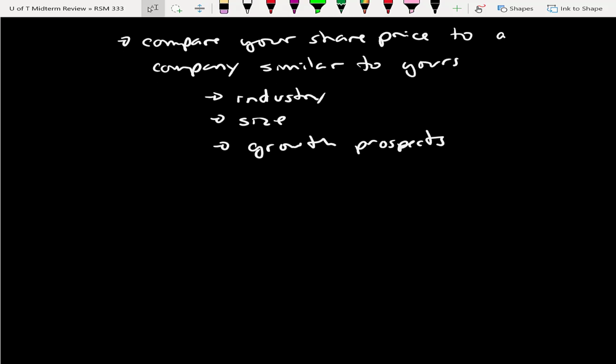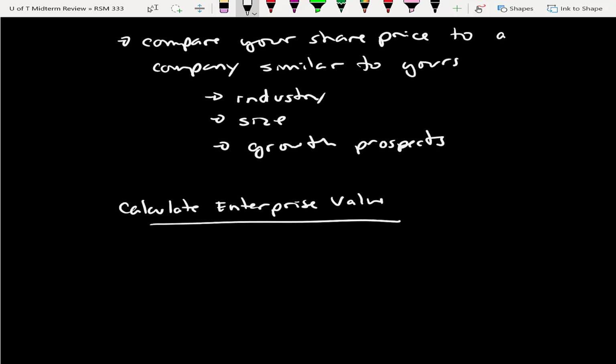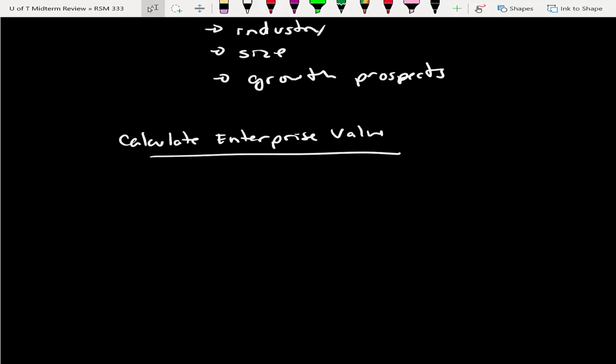So with transaction multiples and trading multiples, you can do it two different ways. You can do it one where you're calculating the enterprise value, which is what we did in APV and DCF. And the strategy here is there's a lot of different types of things you can use. You can use free cash flow as a multiple, EBITDA, EBIT, or sales. And there's others as well.